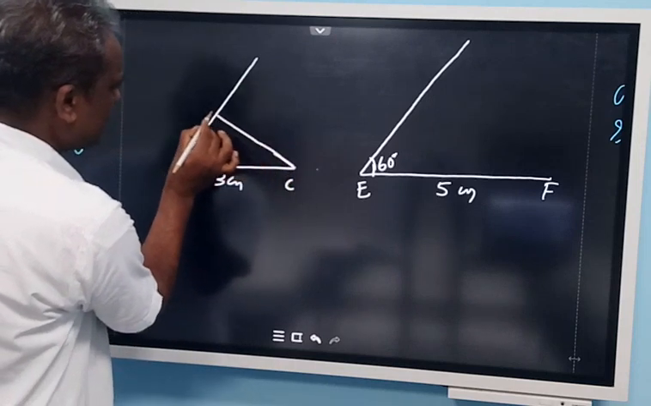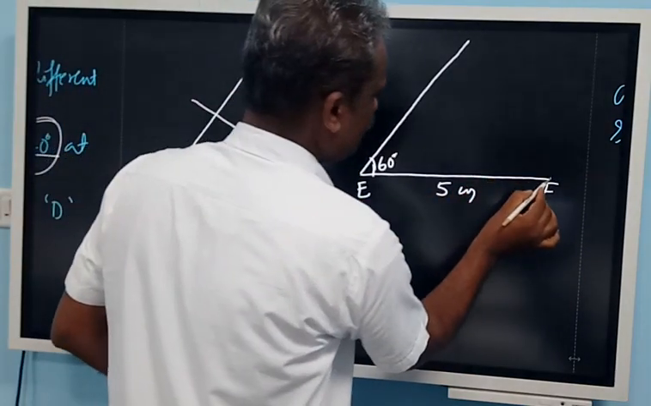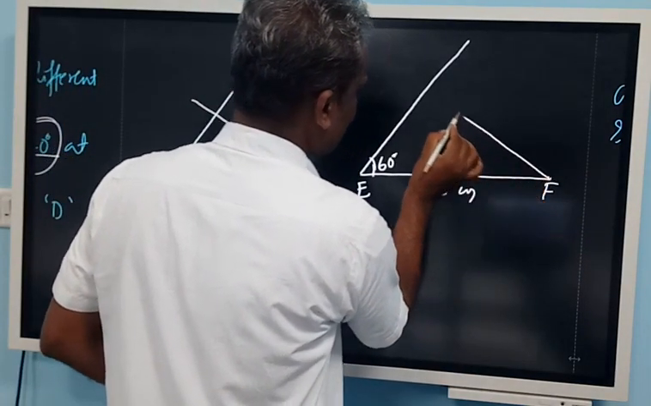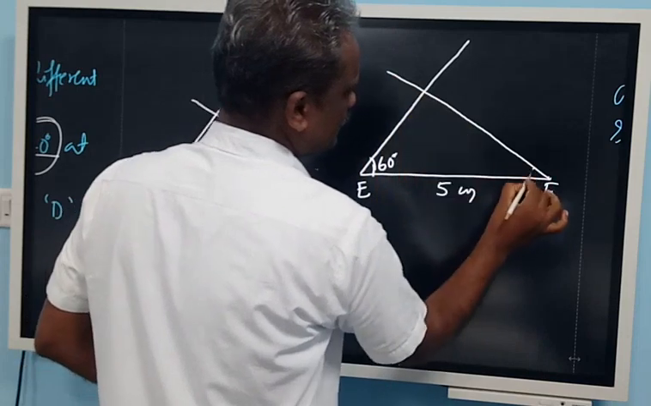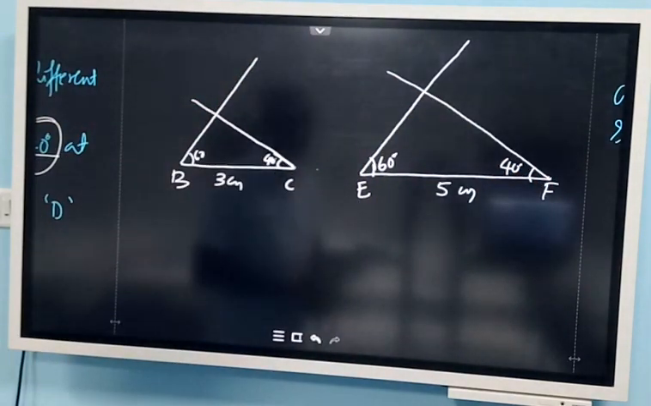Let us take this as 40 degree. Assume that it is 40 degree. So here also you can make another angle, which is 40 degree in measurement. So we constructed 60 degree and 40 degree angles at the end points of BC and EF here.